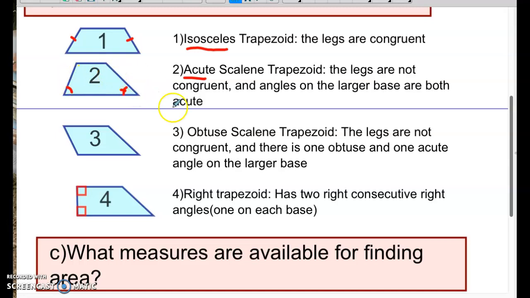They are different. An obtuse scalene means we do have one obtuse angle on this base. So this is an obtuse angle, and this is an acute angle. That's where the name obtuse comes from. Acute, both are acute. Obtuse, one of them is obtuse. And a right trapezoid has 2 right angles, and the 2 right angles cannot be on the same base. They must be between the 2 bases on one leg. Okay?